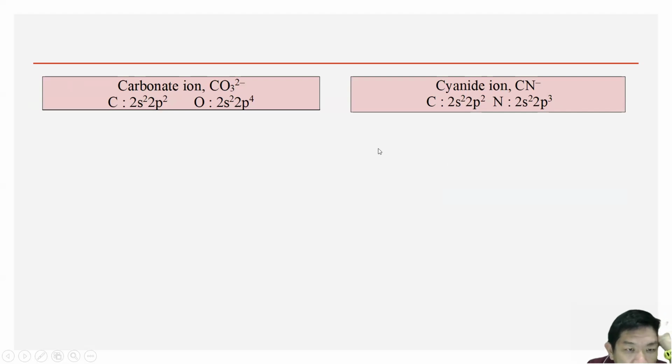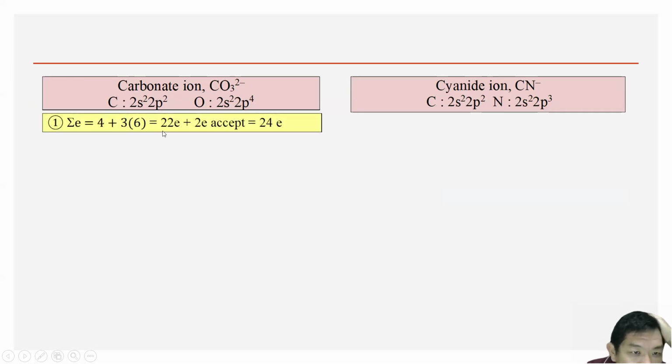So in carbonate, carbon has 2s2, 2p2. Oxygen is 2s2, 2p4. So 4 plus 3 times 6, so you have 22 electrons. Now, because it's CO3 2 minus, that means 2 electrons accepted. So you have 24 electrons.